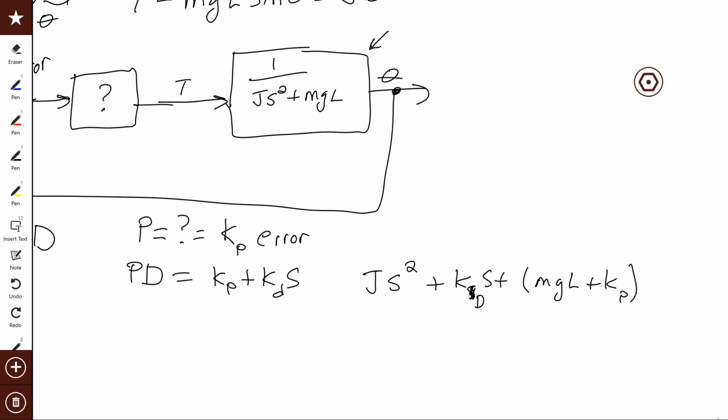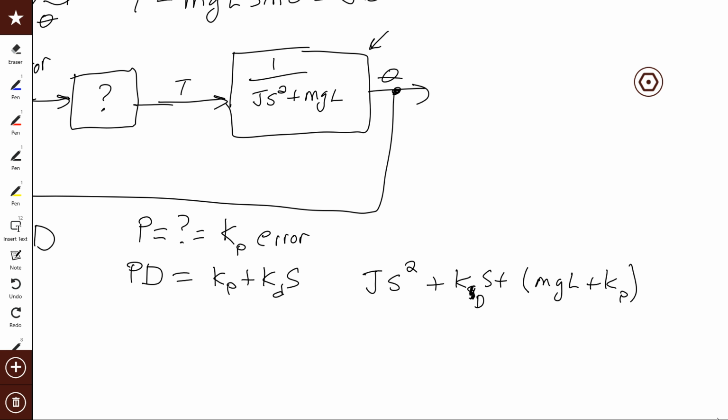What if you don't like the MGL? I want it to be zero. I don't want an MGL. Could I do that? What would you make KP? Yeah, positive or negative? Negative. Make KP a negative MGL, and you won't have any spring. Okay? Now, you have to be careful, because if you were really doing this, not having a spring would cause the thing to just kind of, you know, float there.